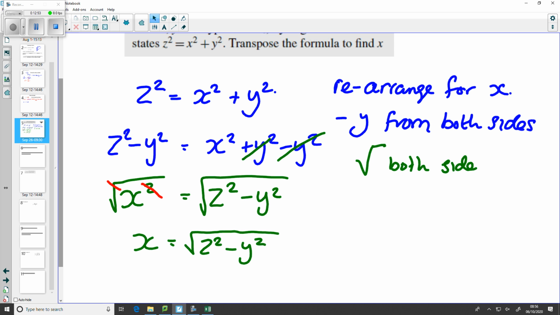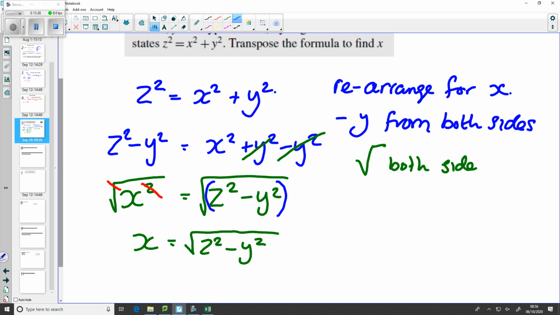Because these two, remember, like I said, there's implied brackets around there. So it is that expression square rooted. If you're doing that in your calculator, it will calculate z squared first, calculate y squared second, take the result of y squared away from the result of z squared, and then take the square root of that answer. That's that order of precedence, remember.